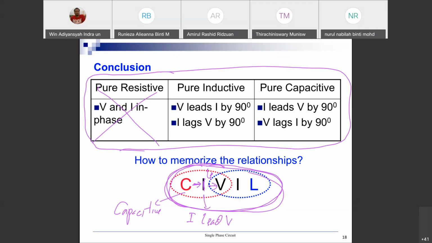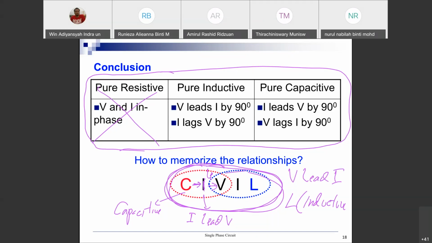Next one, the blue circle here. V first, V leads I. Then V leads I for L. L means inductive circuit. So that's how you memorize.